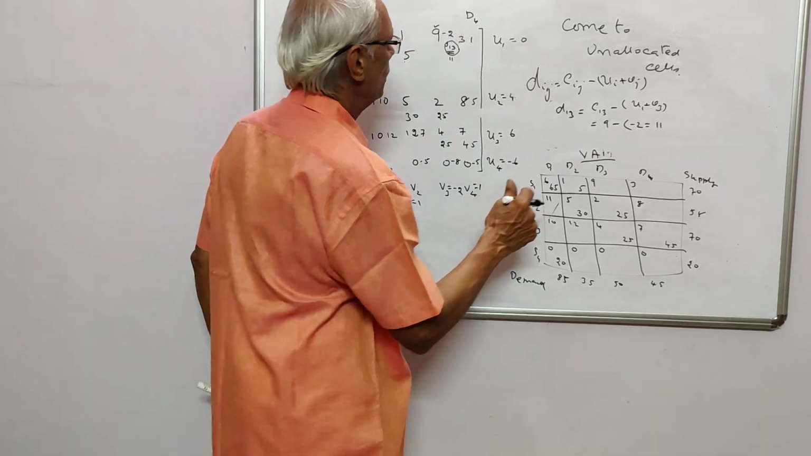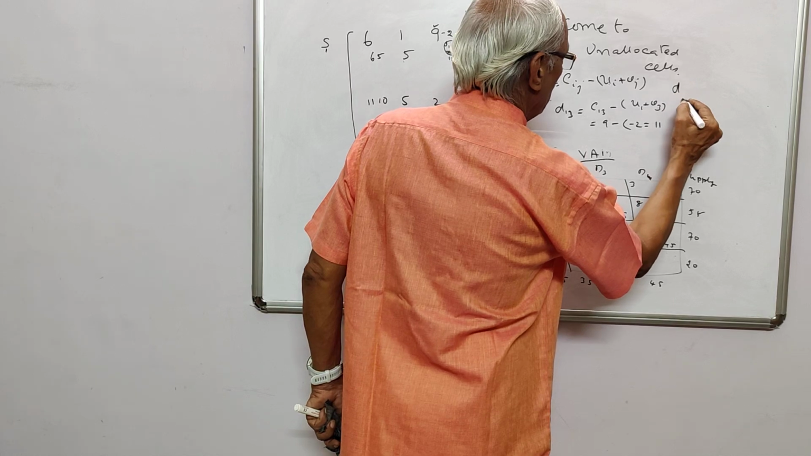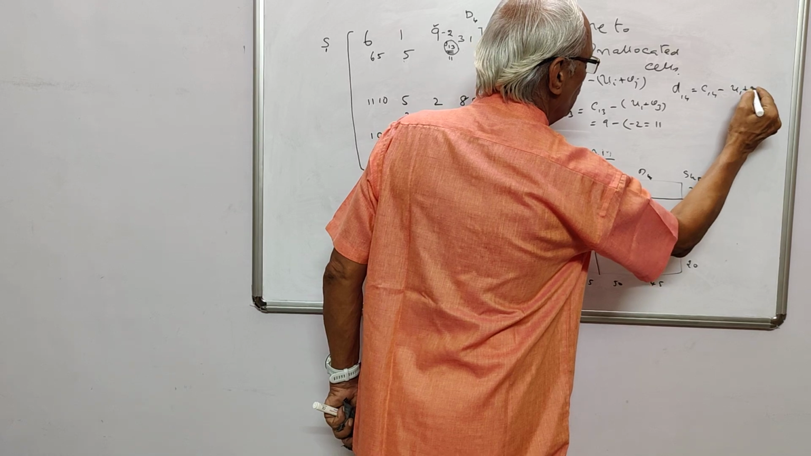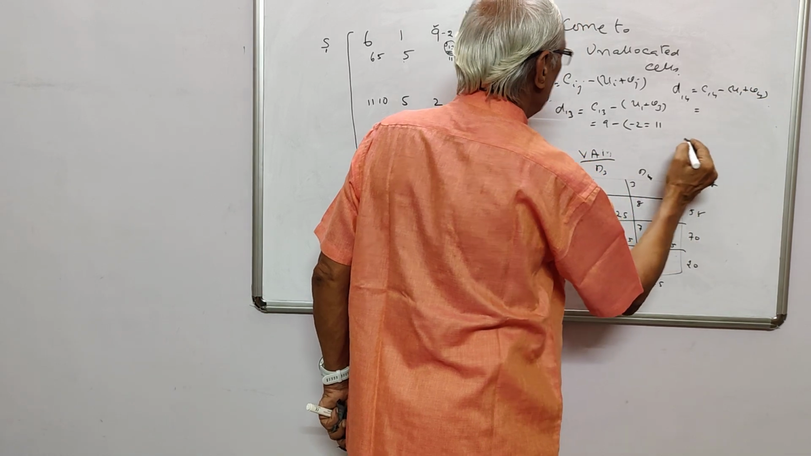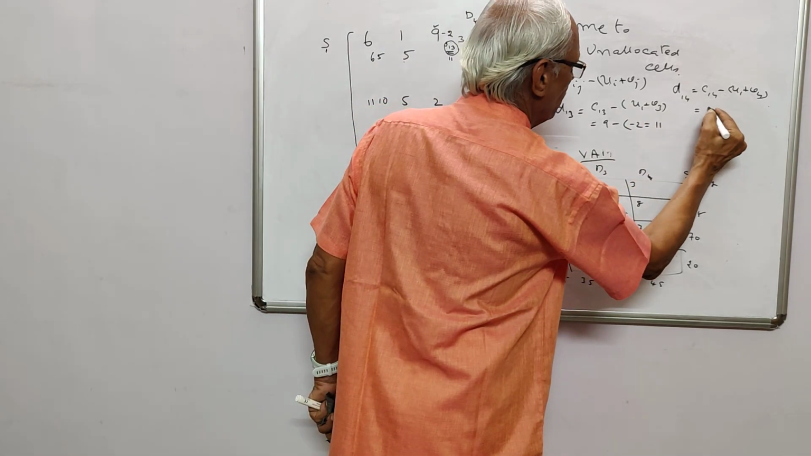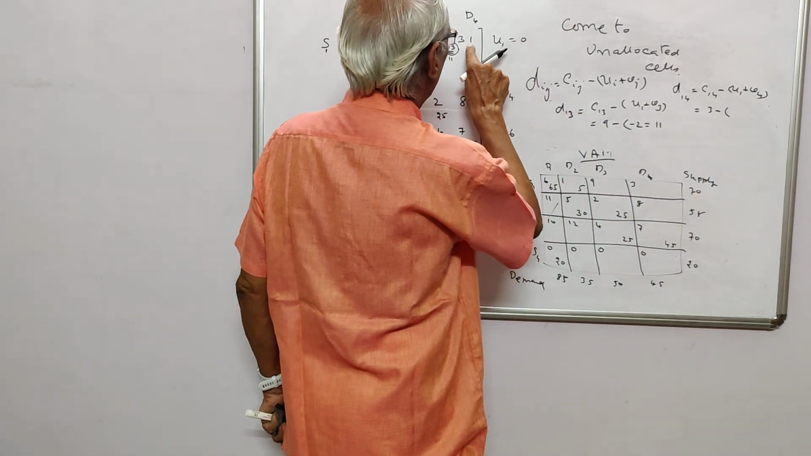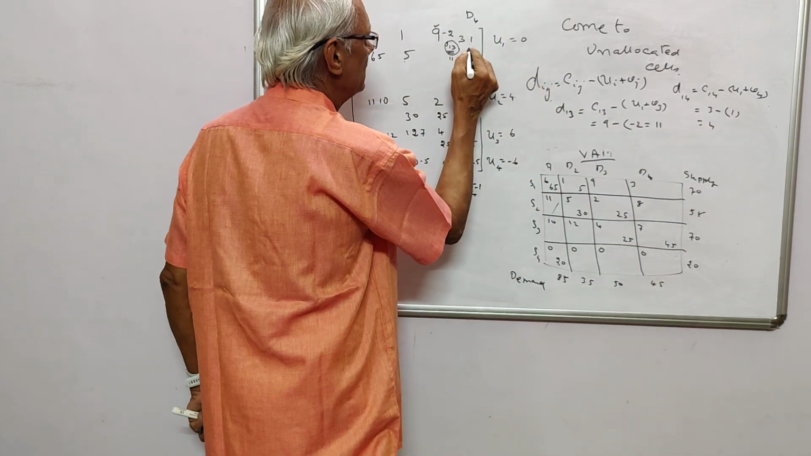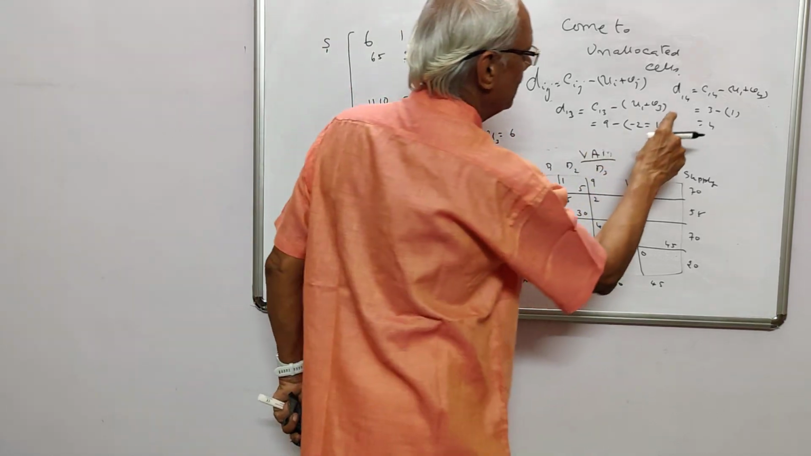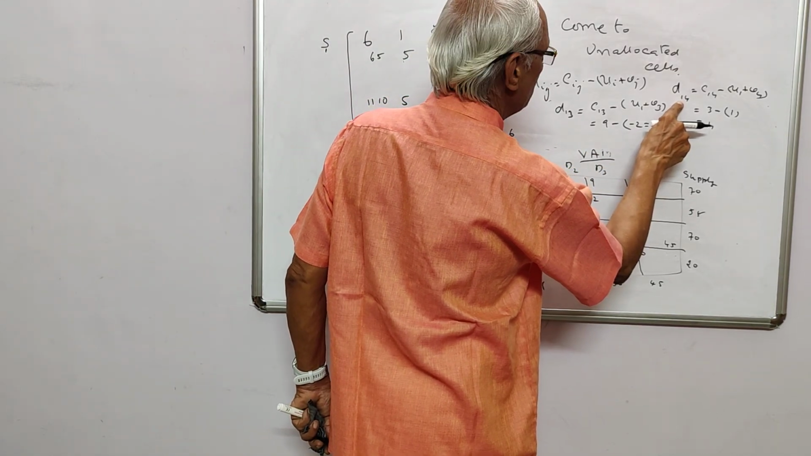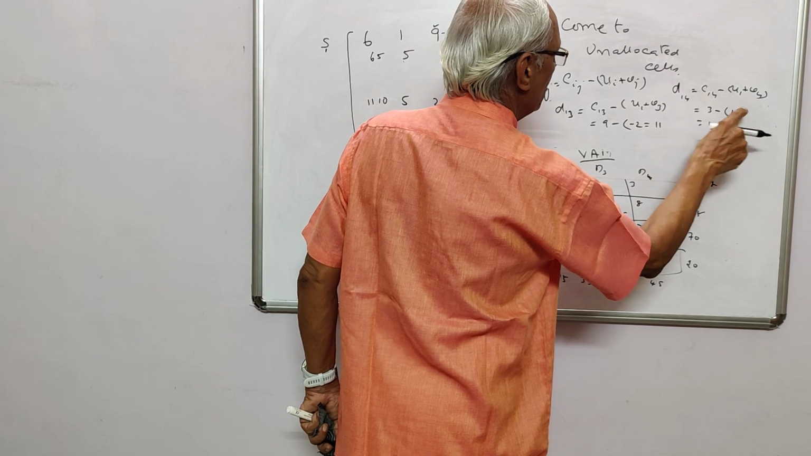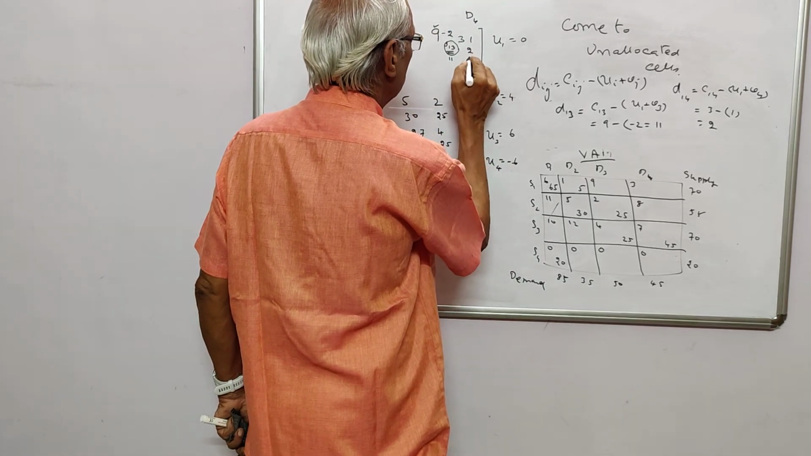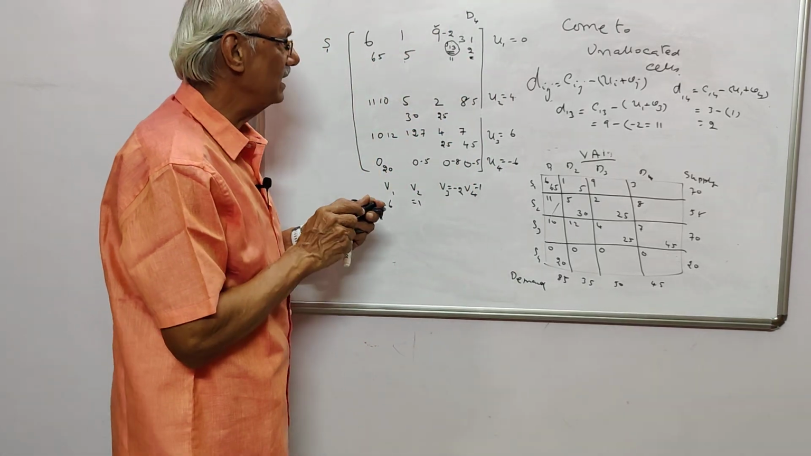The next one I will do. Now what is your D14? It is equal to C14 minus U1 plus V4. C14 is 3 minus, what is your U1 plus V4? It is 1, that is equal to 4. So D14 is equal to C14 minus 1, that is equal to 2. So you see that I have got this to be 2. What is the question that you will ask?